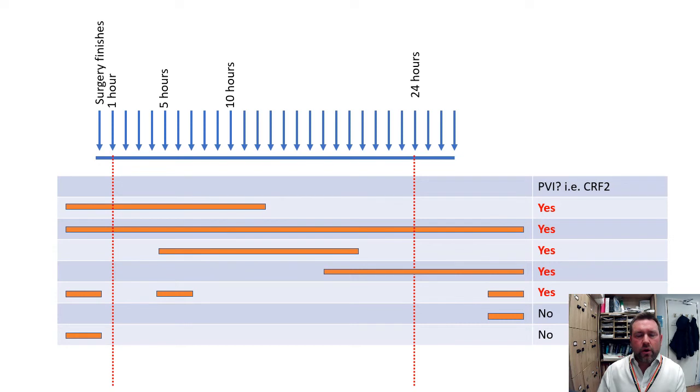So the orange is the duration when they're on a vasopressin infusion, and this is when they have their surgery, and this is the time after their surgery. So if they're on their infusion during their surgery and for hours after their surgery, then yes, that's PVI. If they're on it during, after, and still for more than 24 hours, yes, that's PVI.